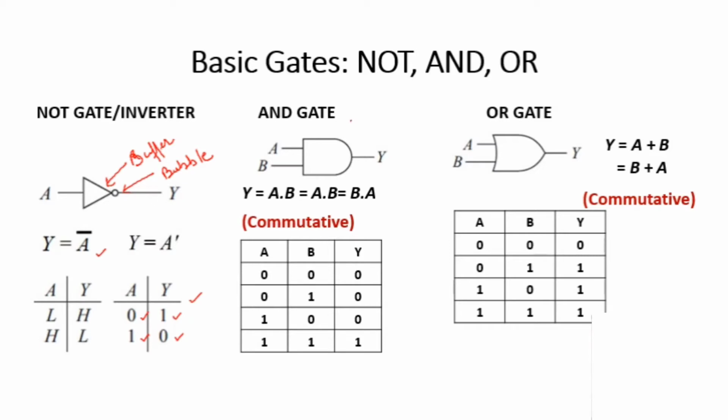Now coming to the AND gate, this is the symbol for an AND gate, and as the name suggests, the output of an AND gate can be high only if all the inputs are high. That means both A and B are high. That means it can be considered as a product of the inputs.